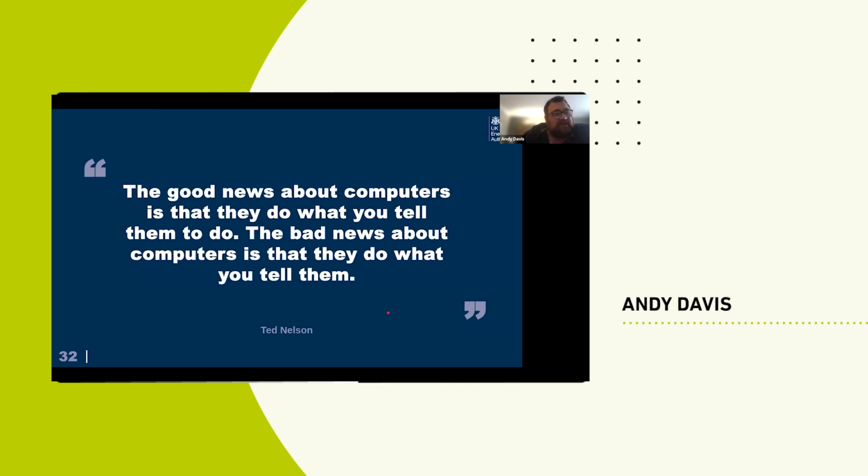So how can we do that, right? I've interspersed what I consider humorous quotes throughout this. So whether you find this funny or not, I hope you do. But the good news about computers is that they do what you tell them. But the bad news about computers is also that they do what you tell them. So you are the bearer of the problems.